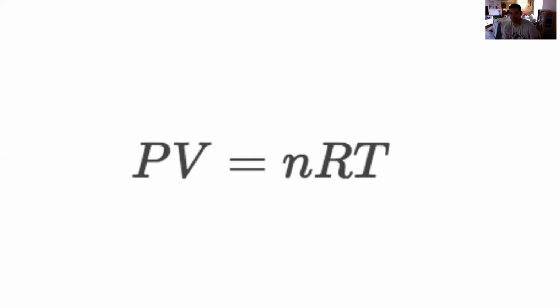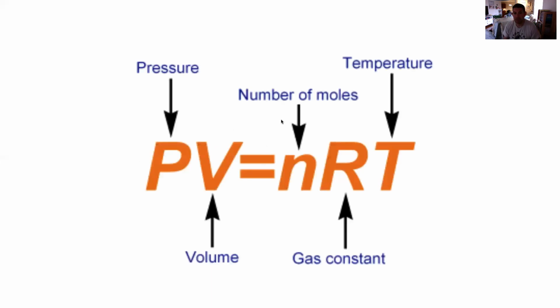At football games, this should be a chant in the crowds. PV nRT. Right. "Pivner." You'll hear people say it. PV equals nRT. This is pressure times volume. Pressure times volume equals number of moles times the gas constant times the temperature.